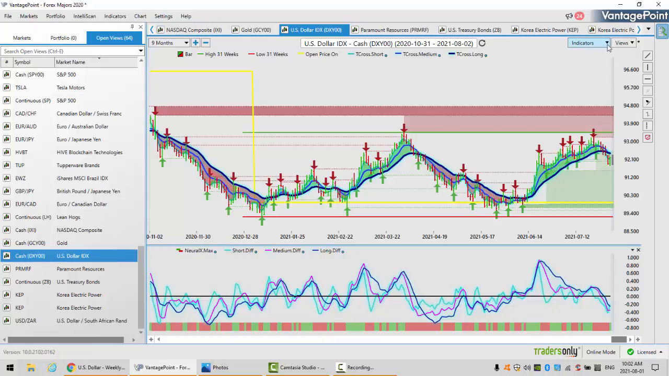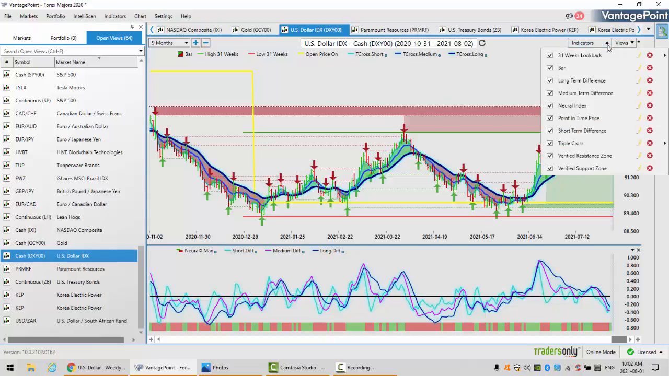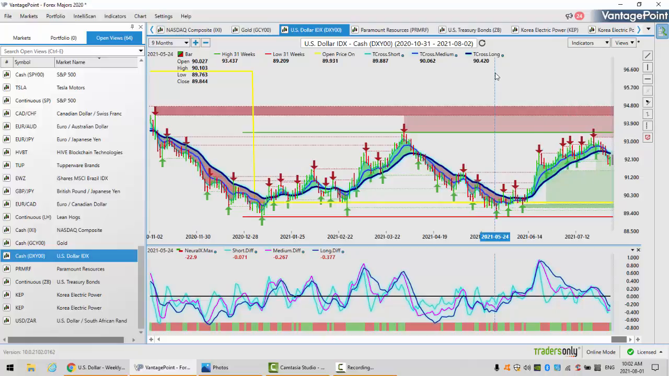So, for this week's session here, going forward, we're going to be looking at these particular indicators. The 52-week look back indicator in the VantagePoint software, which I've modified to 31. I'll explain that in a moment. We're using bars, not candles, long-term predicted difference, medium-term predicted difference, neural index, point and time indicator, which again I'll discuss in a moment, our short-term predicted difference, our triple cross, and of course our verified support and resistance zones.